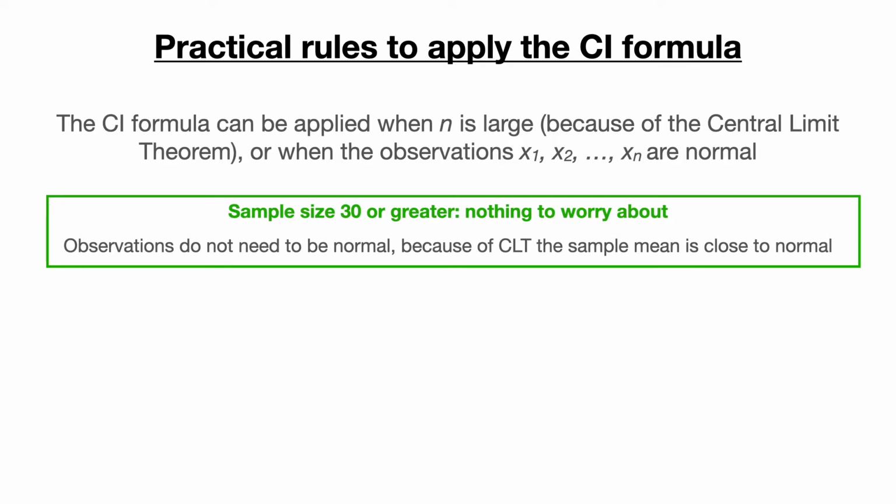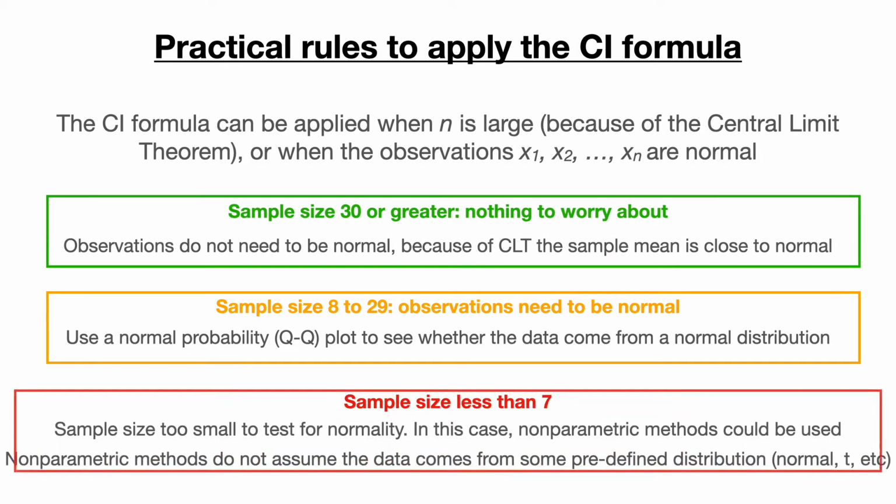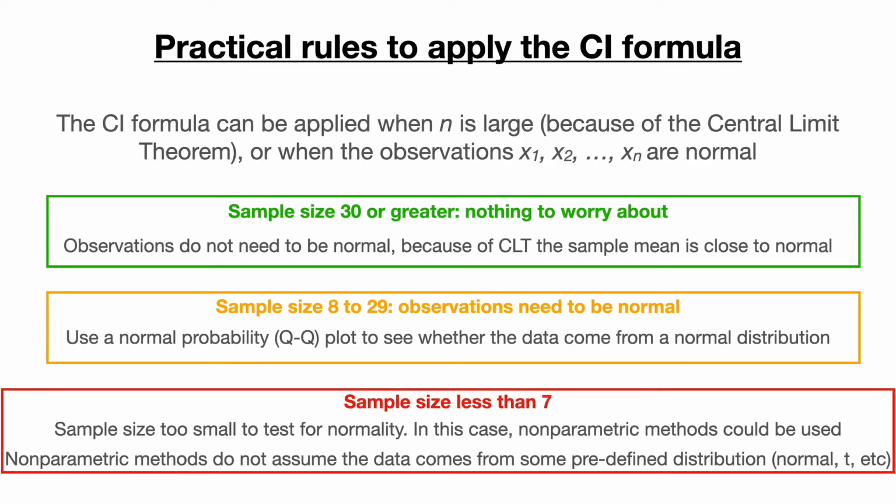You saw that things converge pretty quickly, and the observations do not need to be normal. If we are in an intermediate range, things might deviate from normality. So if we don't have a sample size that is too big, we should better make sure that the data comes from a normal distribution to be able to apply the formulas. And finally, if our sample size is too small, unfortunately, we cannot do much. We need to use other methods that, again, are outside the scope of this lecture.